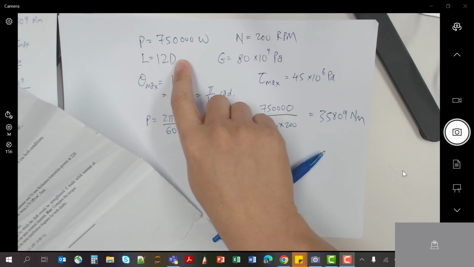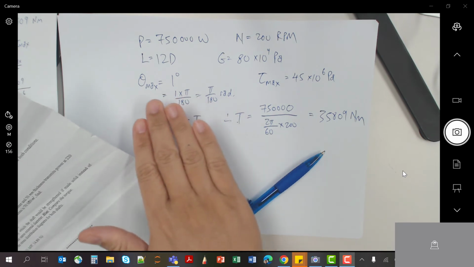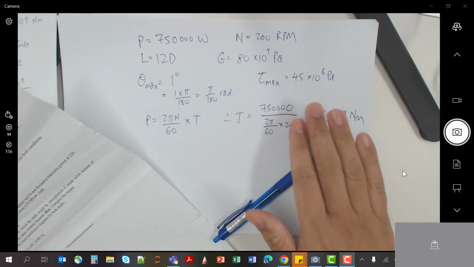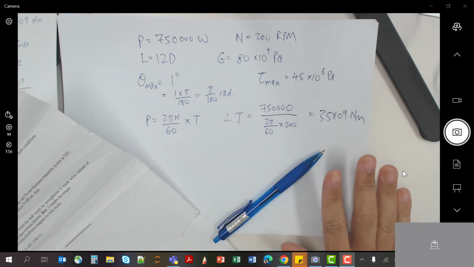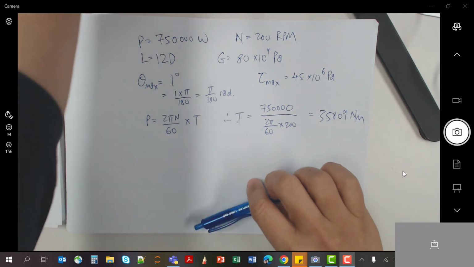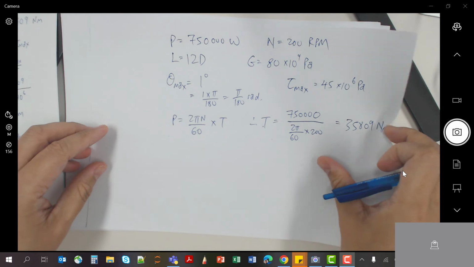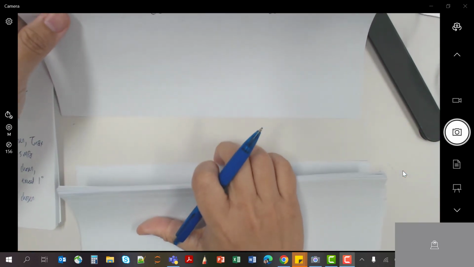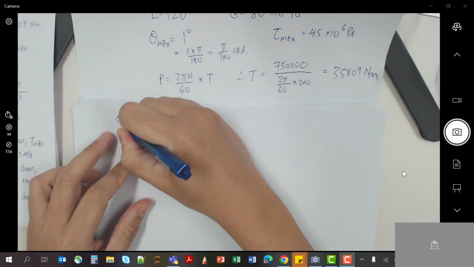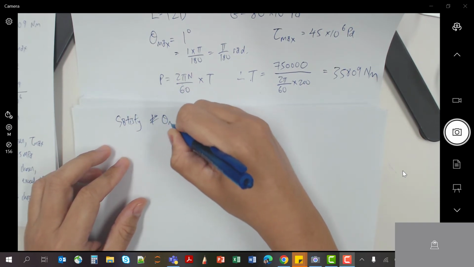So the advice is to look at both conditions separately. You look at maximum angle, you calculate the diameter needed. You look at maximum shear, you calculate the diameter needed, and then we look at how it works out. Okay, first part, let's try to satisfy one condition first: 1 degree, which satisfies maximum theta.